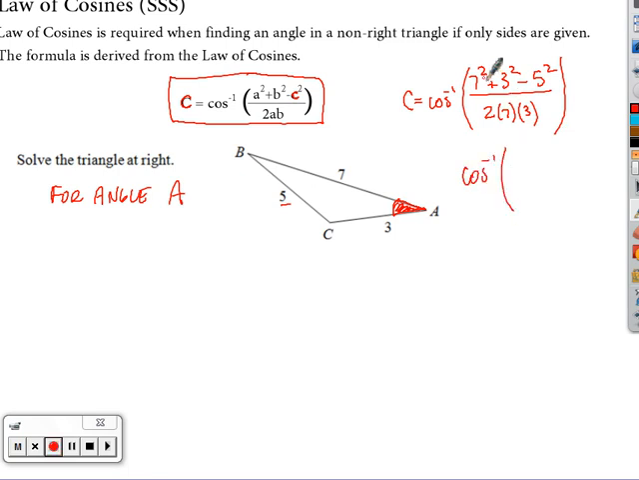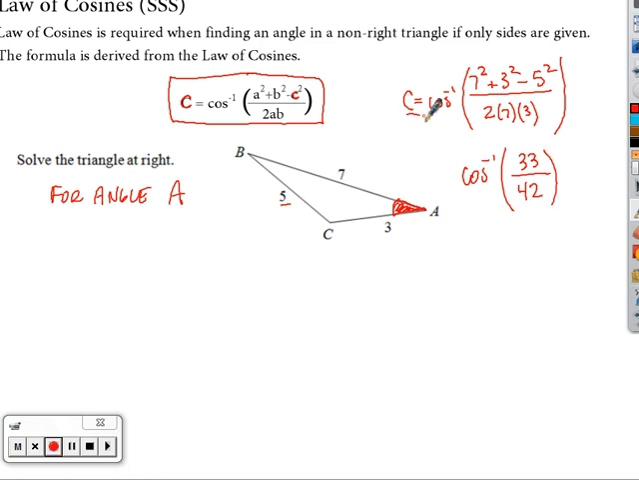So if I do this here, I've got 7 squared, which is 49, plus 3 squared, which is 9. So 49 and 9 makes 58. And then I'm subtracting 25 from that, which is going to give me 33. And again, you could type that whole statement into your calculator at one time if you want to, 7 squared plus 3 squared minus 5 squared, to get that 33, if you don't want to do it in your head. And then I have 2 times 7 times 3, so 2 21s makes 42.